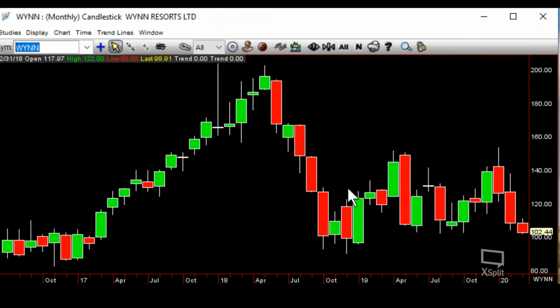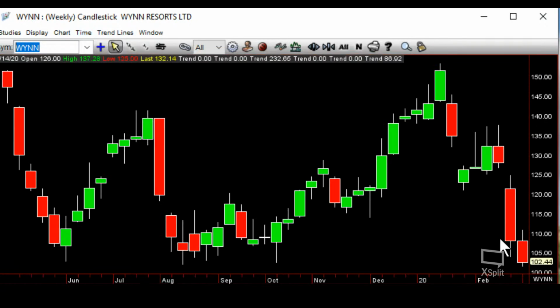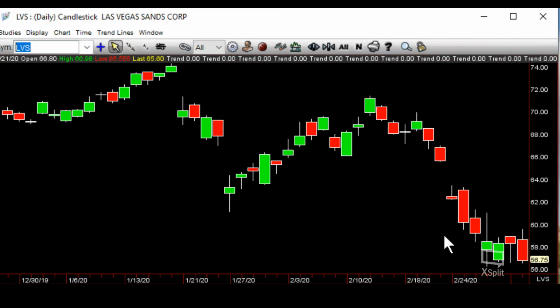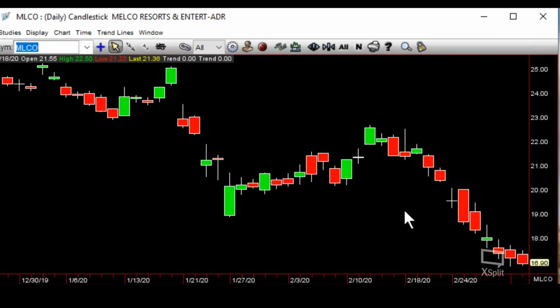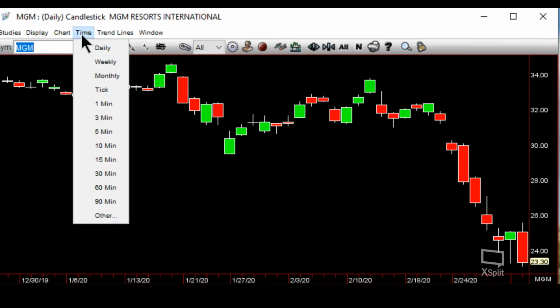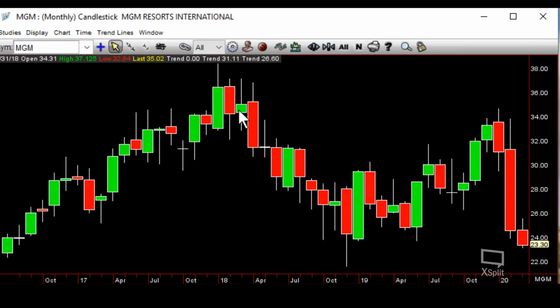Macau problems, nobody's going gambling, and Wynn Resorts taking out last month's lows and last week's lows here. And you got an outside day here, so you got your little broadening formation to go on there. And of course you can watch that with LVS, MLCO, and also not Macau, but still gambling, MGM, having some issues here with the outside day and taking out last month's lows.